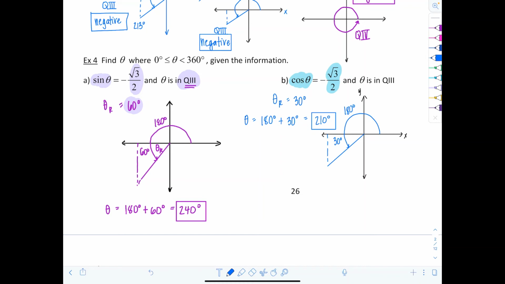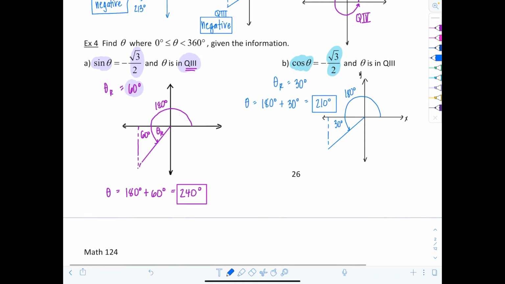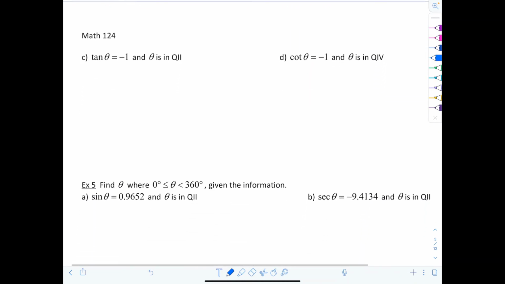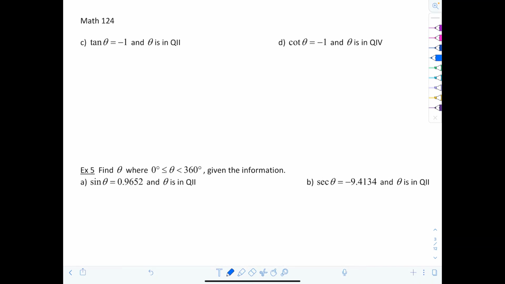All right, very good. Obviously, these are going to be tricky if you haven't memorized those values yet, so do it sooner than later. Example C. Tangent of theta equals -1, and theta is in quadrant 2.